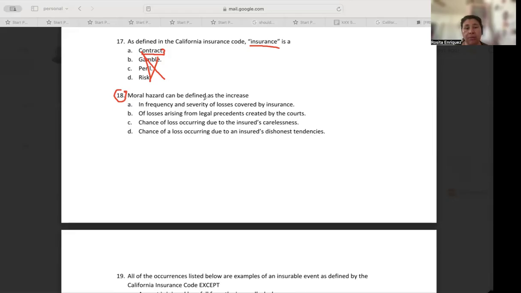Number 18, and this is going to be 2 times in this test. Moral hazard can be defined. So see, moral goes with what? Dishonest tendencies, right? So chance of loss occurring due to an insured's dishonest tendencies. Moral hazard. All right.